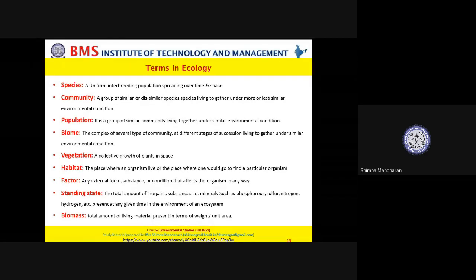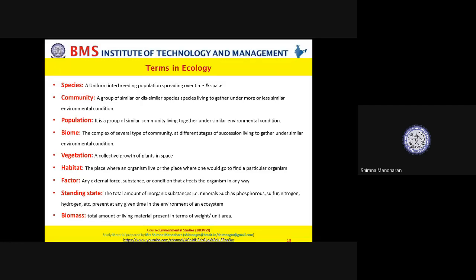Okay, so I hope you understood what the term species is. Community means a group of similar or dissimilar species that are living together in more or less the same environmental condition. Population is again a group of similar communities. So you have different species living together as a community. A group of similar communities living together is a population, and biome is a combination of several communities together. So that is biome.